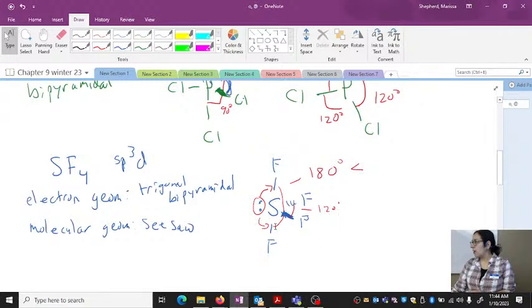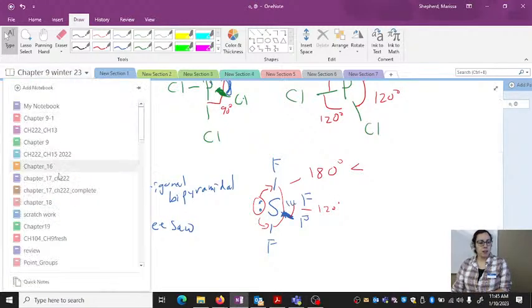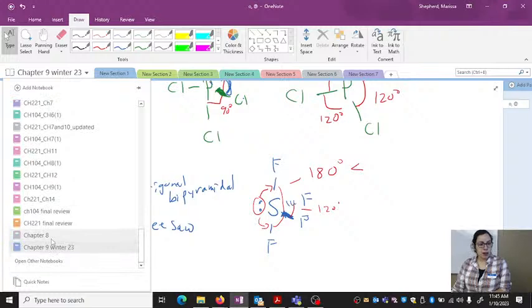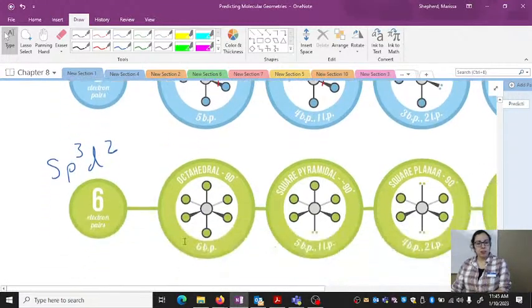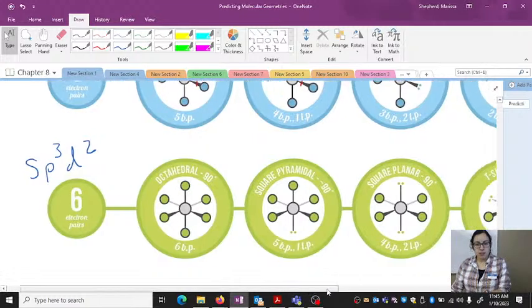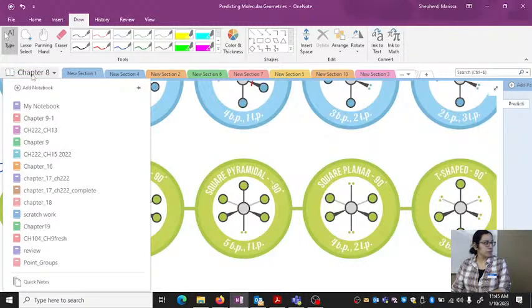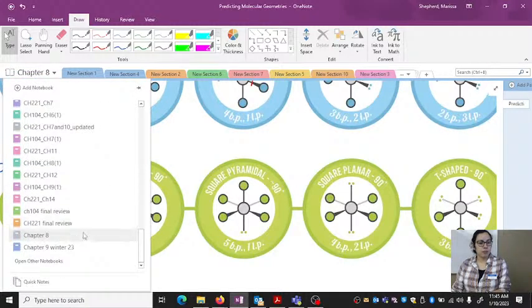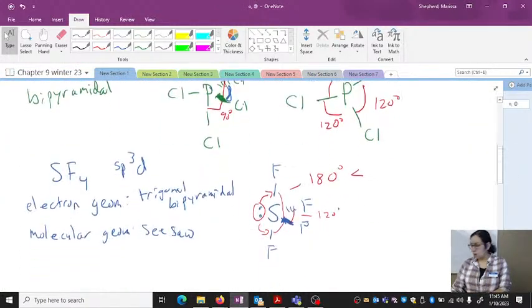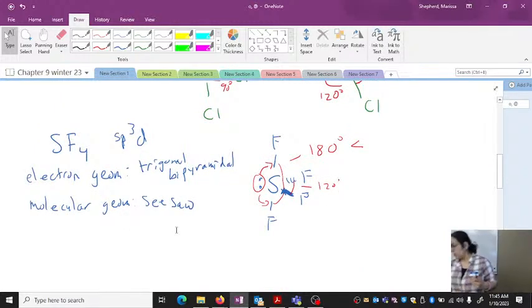Other questions on angles and distortions? That's all. Yeah, so I would just go back to this sheet too, because you're always starting with the kind of idealized geometry, and then as you add more lone pairs, they start occupying more space and can potentially create distortion. Other questions before we start diving into chapter 9 more?